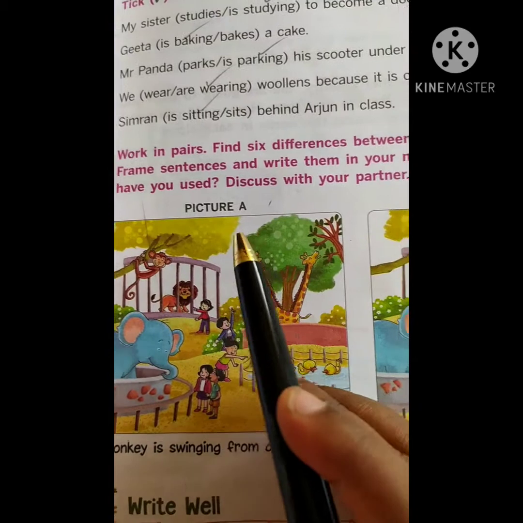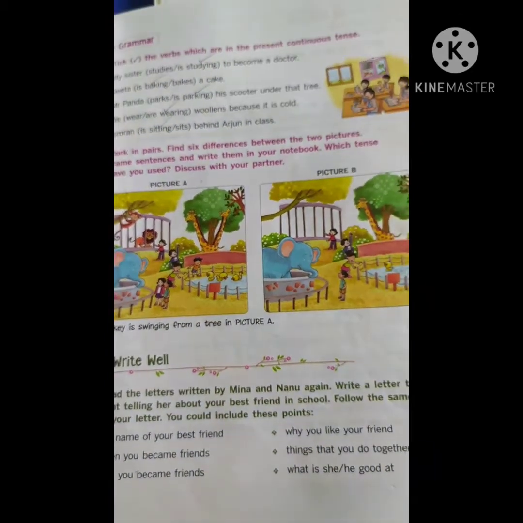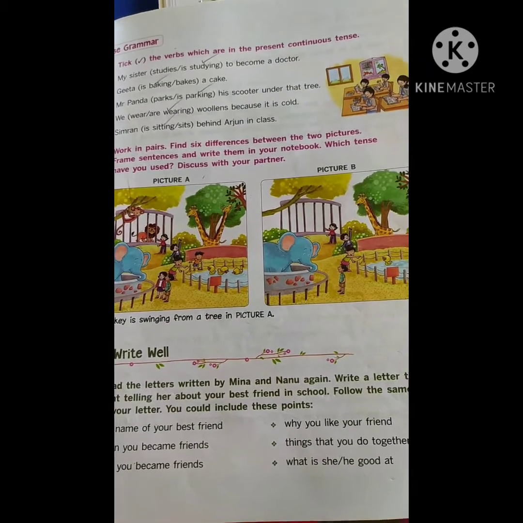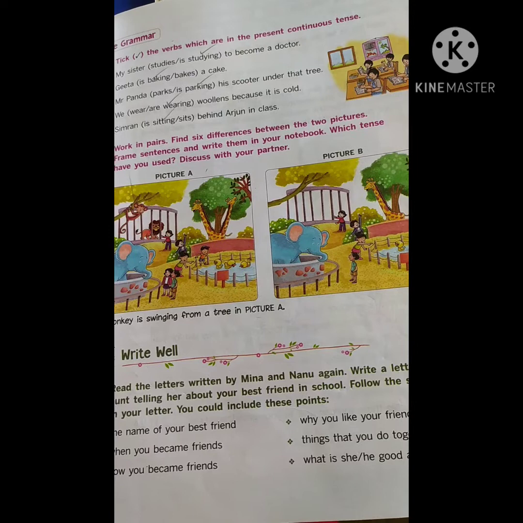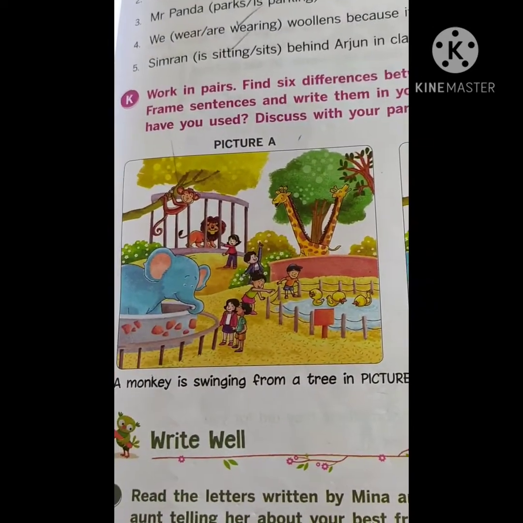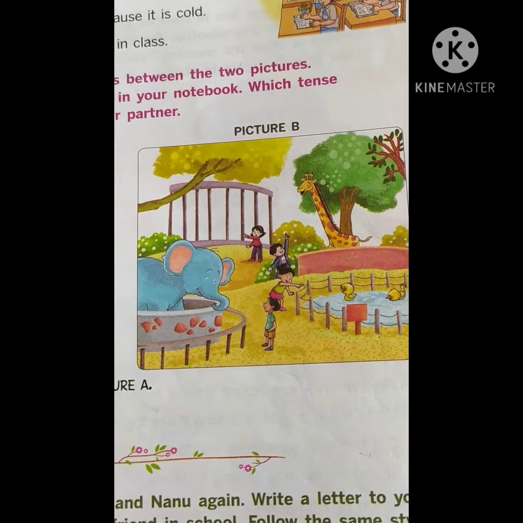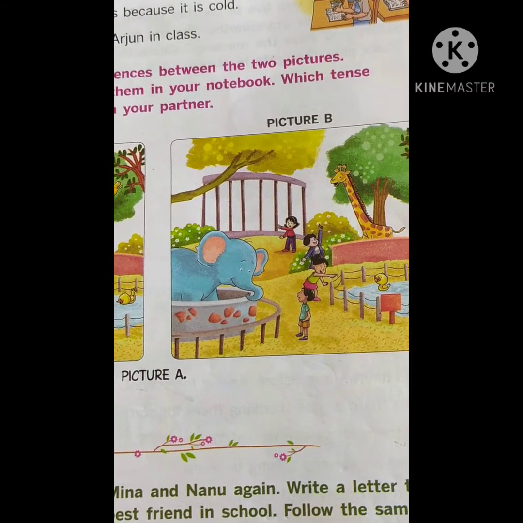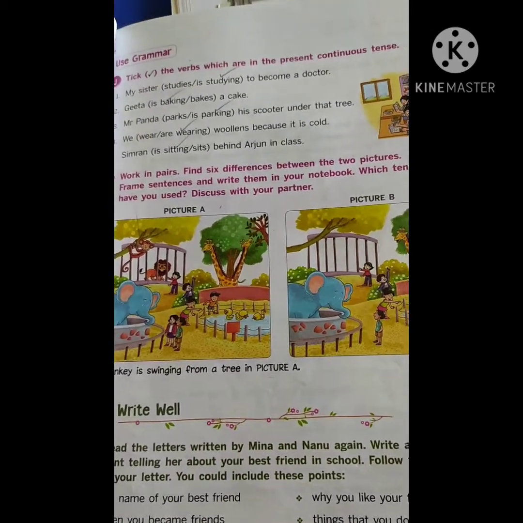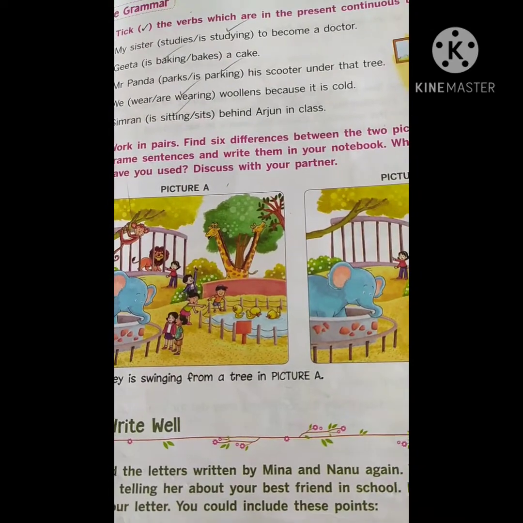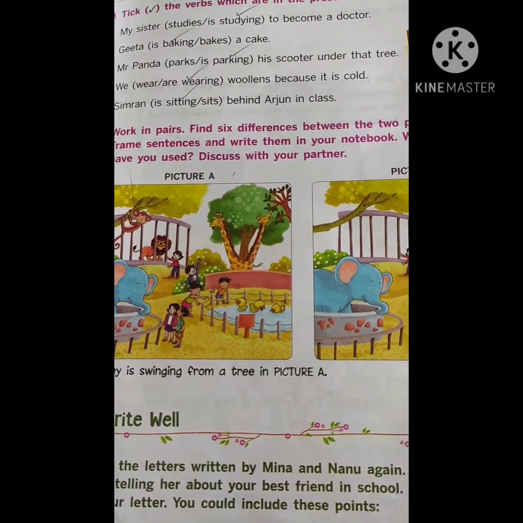Okay, this is picture A, this is picture B. You have to find the differences in them. I am just zooming it. This is the picture A children, and this is the picture B. So you just go through both of the pictures and try to find out the differences and try to write in your own sentences. I want to check which tenses you are using.